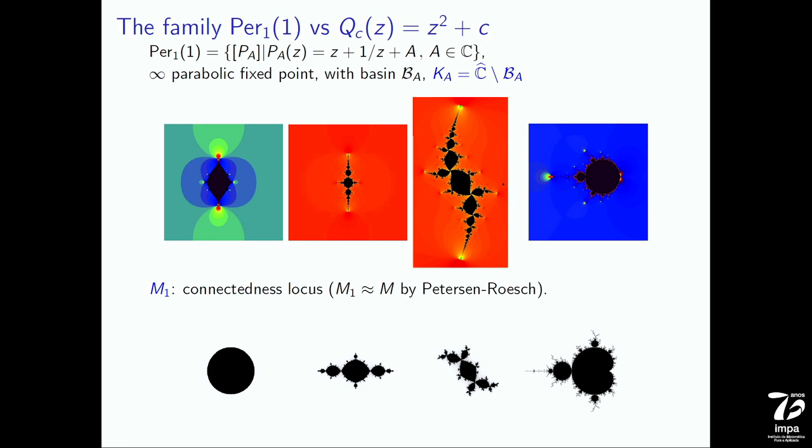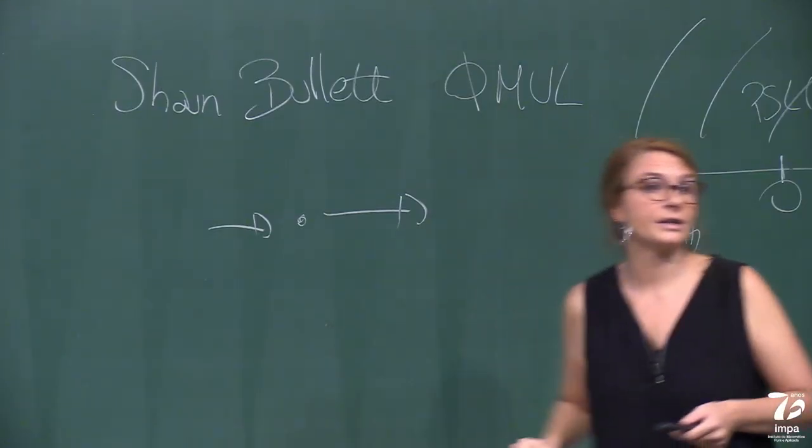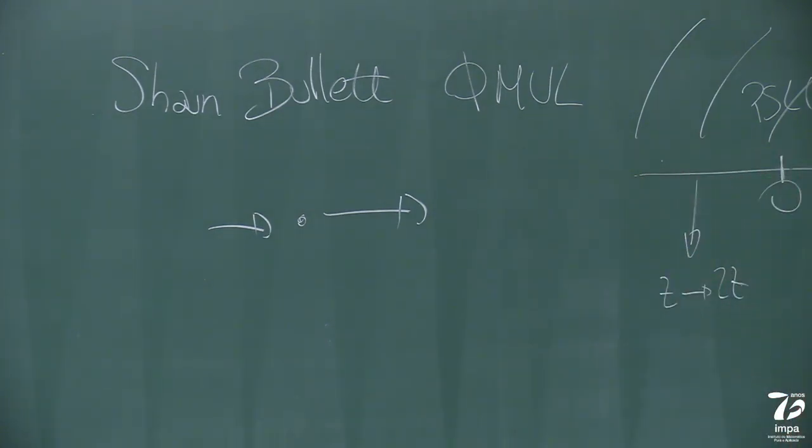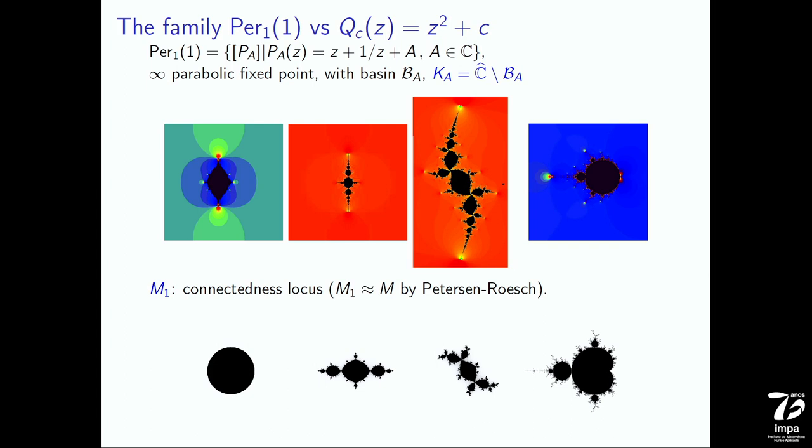And then we can consider another family of rational maps, which is a parabolic family, the family Per 1-1, the family of quadratic rational maps that we can write like zeta plus 1 over zeta plus a. For each member of the family, infinity is still fixed, but this time it's parabolic. A parabolic point is a point that attracts on one side and repels on the other side. We can consider the basin of attraction as all the points that are attracted to our parabolic fixed point, and we define the filled Julia set to be the complement of this basin of attraction. And here I drew the filled Julia sets of some members of the family Per 1-1.